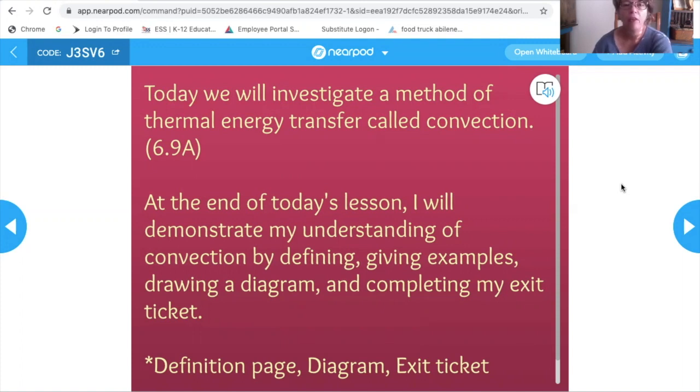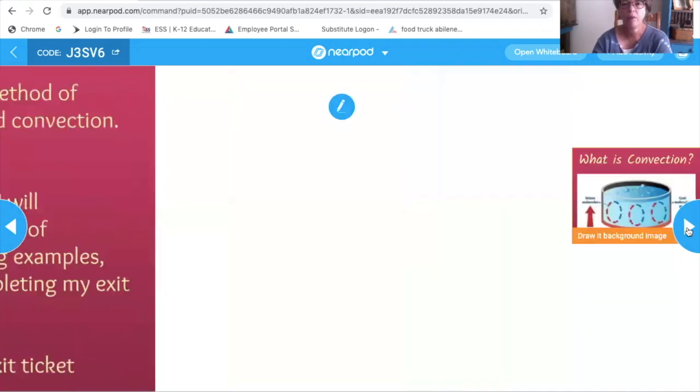Okay. At the end of today's lesson, these are the things that you're going to be able to do. I will demonstrate my understanding of convection by defining, giving examples, drawing a diagram, and completing my exit ticket. You will have three different things that you will produce to show me that you understand what convection is about. So you will have a definition page, you will have a diagram, and you will have your exit ticket. All right, let's get started.